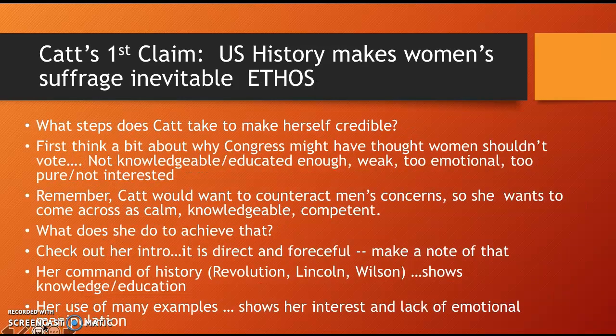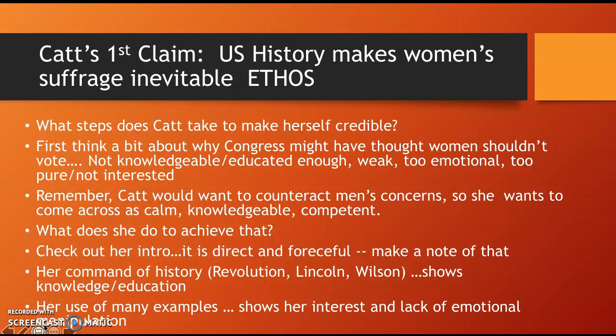All right, in Catt's first claim, we want to look at U.S. history and how it makes women's suffrage inevitable. And we want to talk about ethos. What steps does she take to make herself credible? First, think a little bit about why Congress might have thought women shouldn't vote. Maybe they weren't knowledgeable enough or educated enough. They were weak. They were too emotional, too pure, and not interested. Remember, Catt would want to counteract men's concerns, so she wants to come across as calm, knowledgeable, and competent.